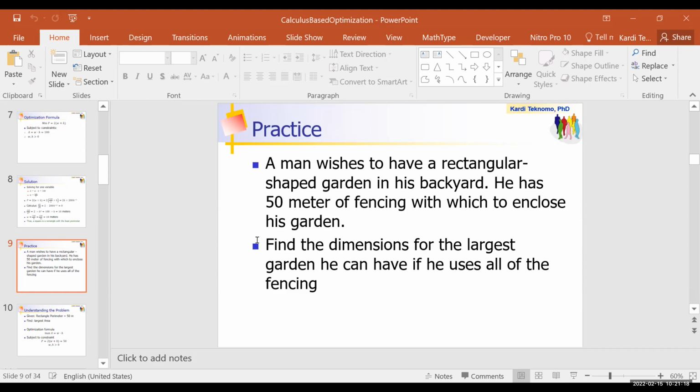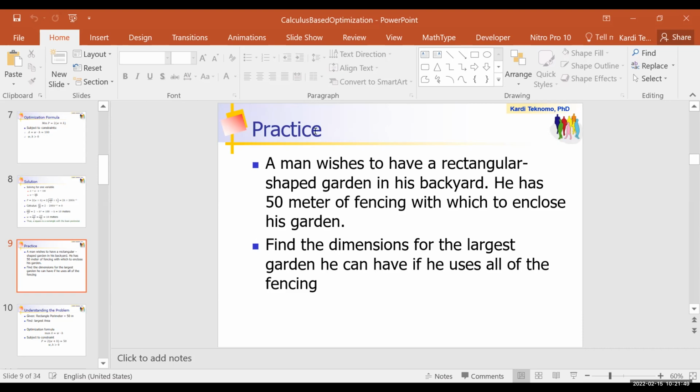So 50 meter is the perimeter. And then what you need to know, what to find? The largest garden, what does that mean? The area. Correct. Now my question to you is, can you write the optimization formula?